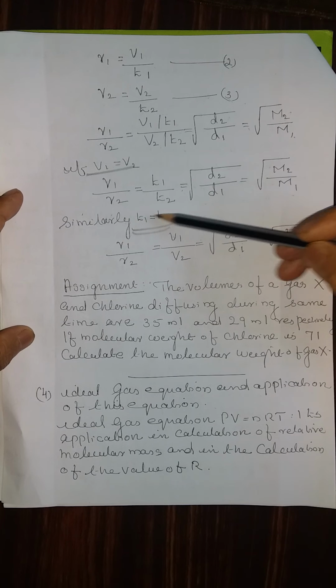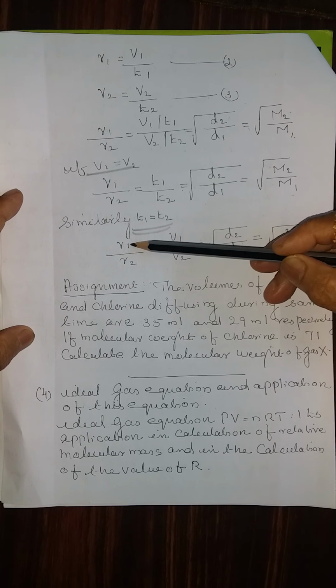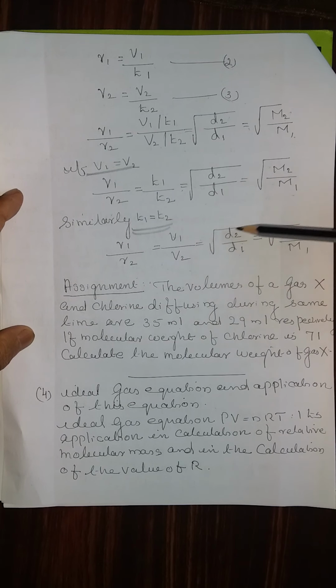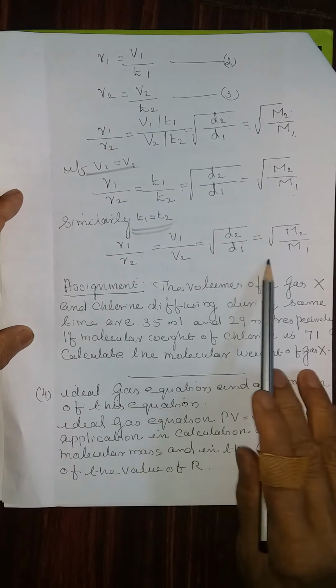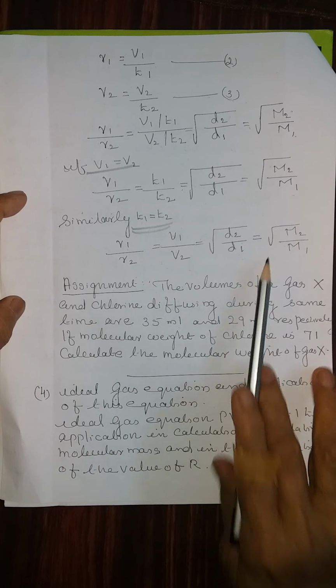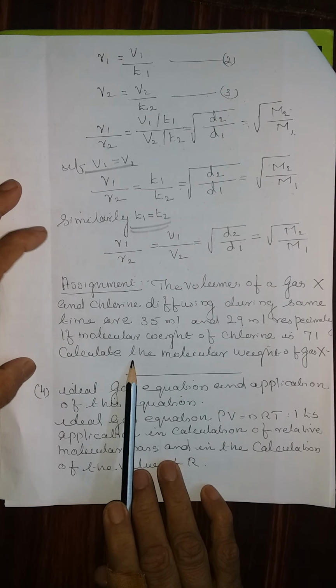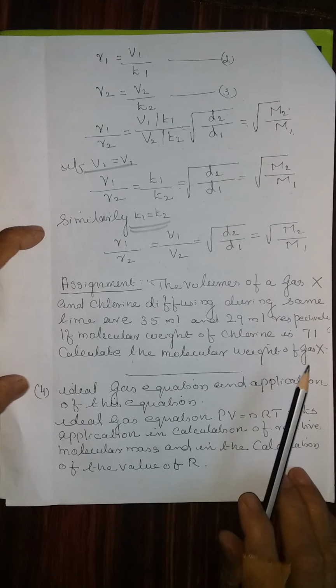If T1 is equal to T2, R1 by R2 is equal to V1 by V2, which is equal to the root of D2 by D1, which is equal to the root of M2 by M1. All these equations are used for solving the assignments. An assignment is given here. Please try to do it and send the answer.